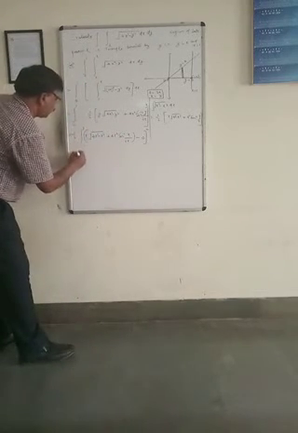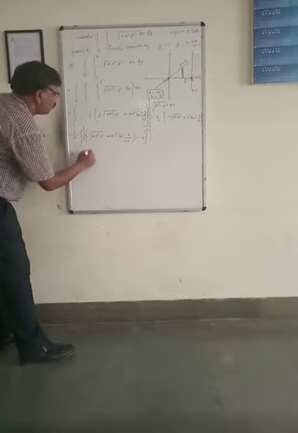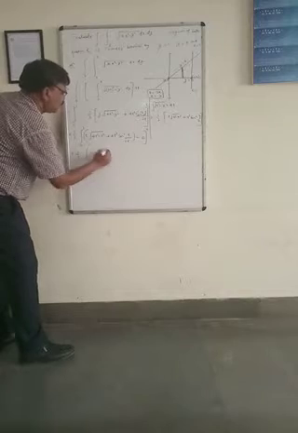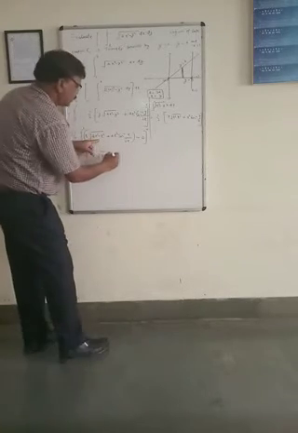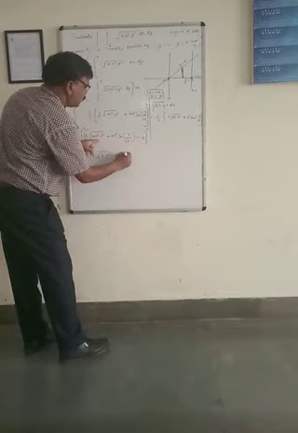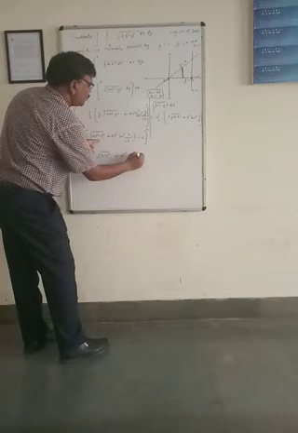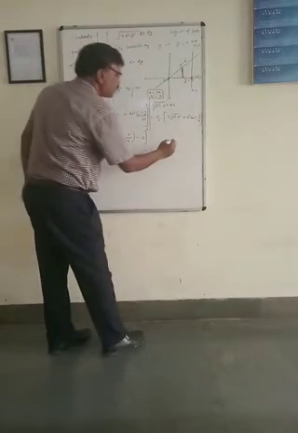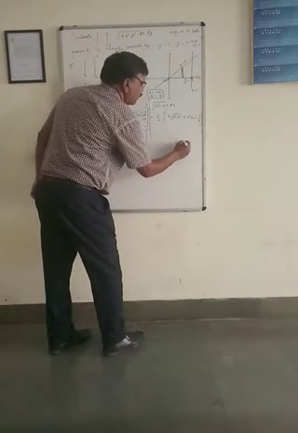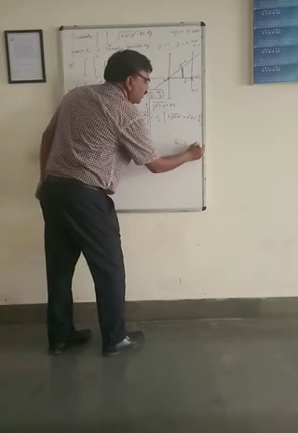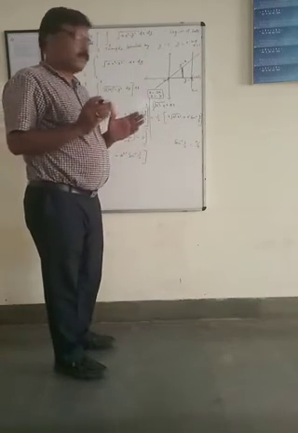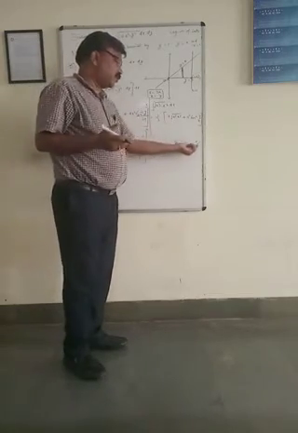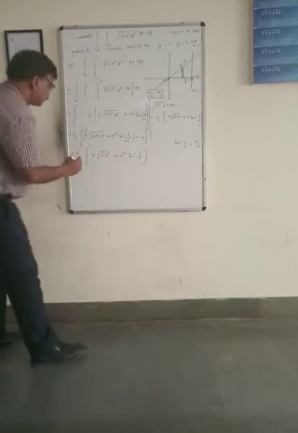Now we have the function 1 by 2, integral from 0 to 1, x under root 3x square plus 4x square sine inverse 1 by 2. Sine inverse 1 by 2 is pi by 6, because sine 30 is equal to 1 by 2. So sine inverse 1 by 2 is equal to pi by 6.